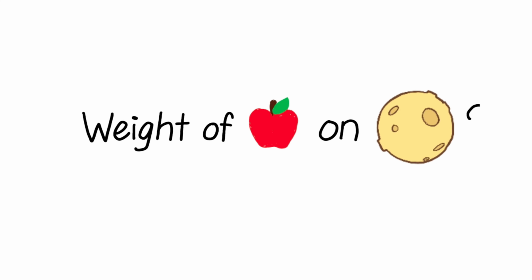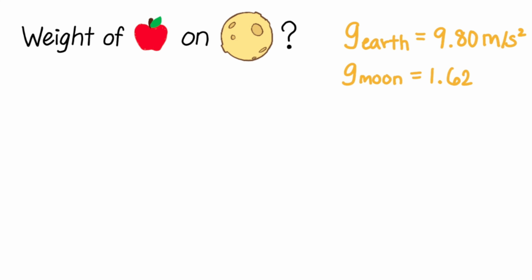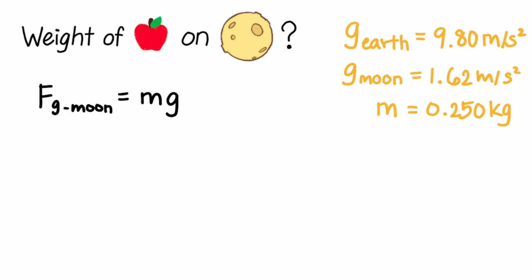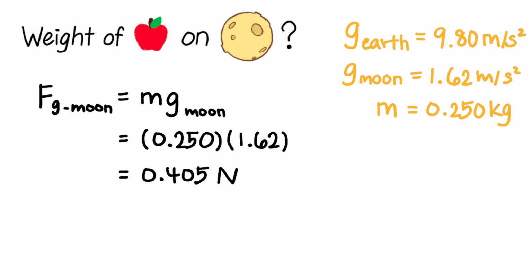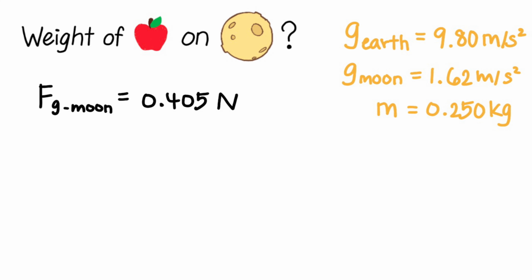Now, we have this information. We can calculate the weight or the gravitational force of the 0.25 kilogram apple on the moon, given that g earth equals 9.80 meters per second squared, g moon equals 1.62 meters per second squared, and m of the apple equals 0.25 kilograms. We write F moon equals m g moon equals 0.25 times 1.62, which gives us 0.405 newtons.